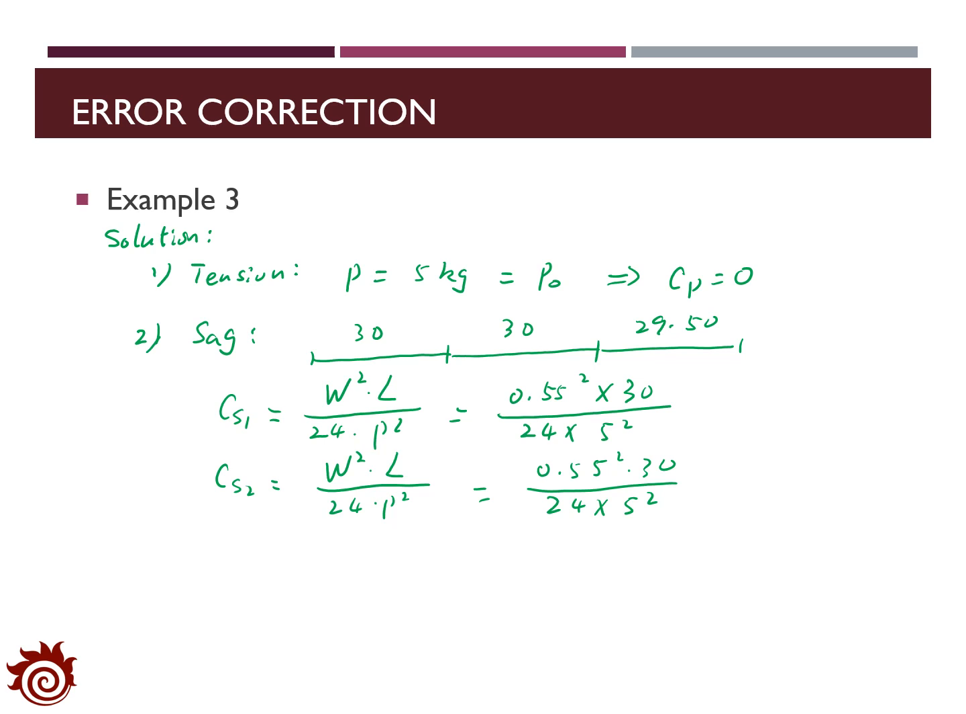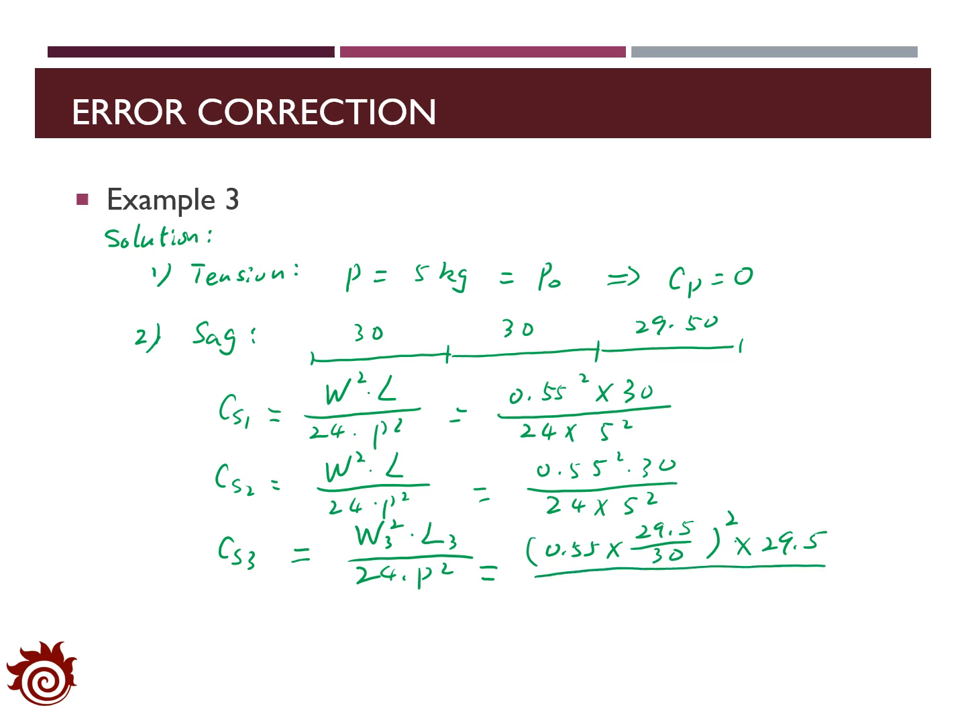For the last one, it's a little bit different. It's actually not the full tape. We only have part of the tape. So it will be equal to the weight of the third part times the length of the third part over 24 times P squared. The weight for the third part is actually the weight of 29.5 meters, so it's 0.55 times 29.5 over 30, and the length we measured is 29.5 meters. And the bottom part is 24 times 5 squared.